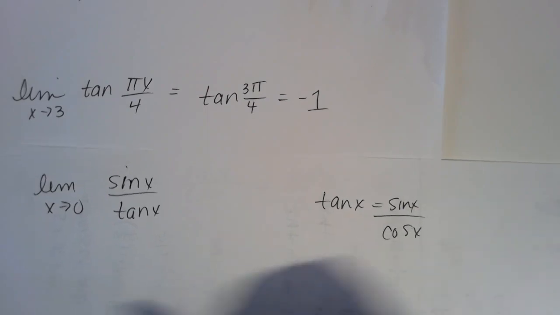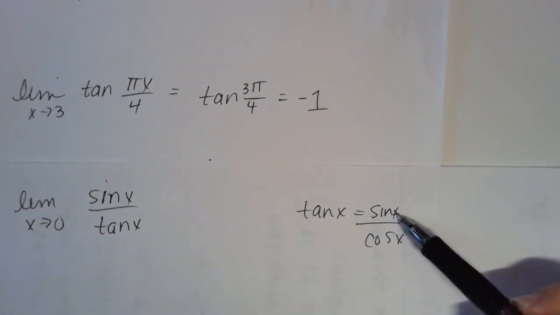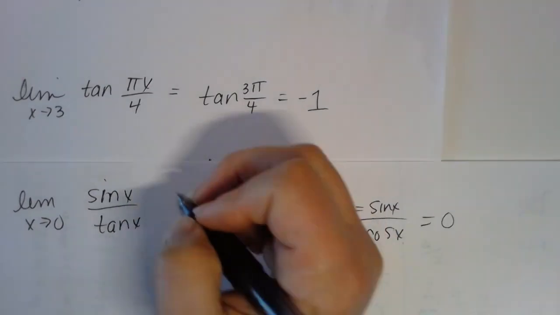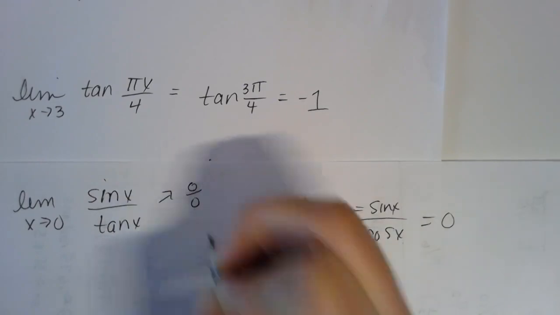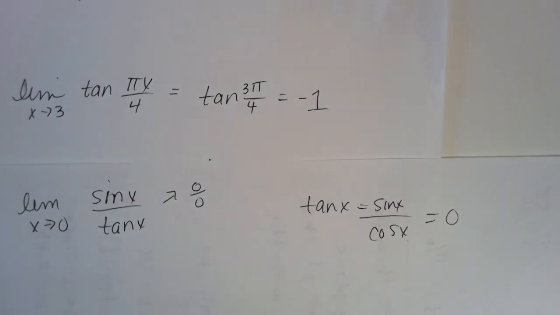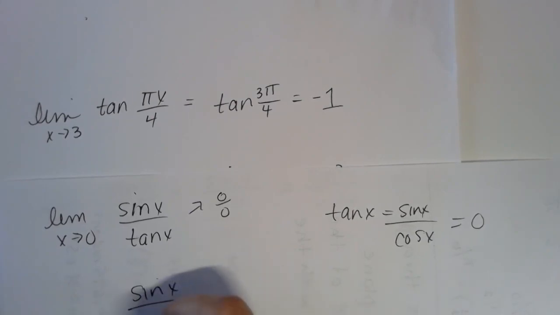And so really this bottom, when I plug in 0 here, I get 0 over 1, which is 0. And sine is 0 in the top, so I really get that 0 over 0 indeterminate form. And so I want to use the same strategy as I did before to see if some things will simplify. So this is really sine of x over the sine of x times over cosine of x.